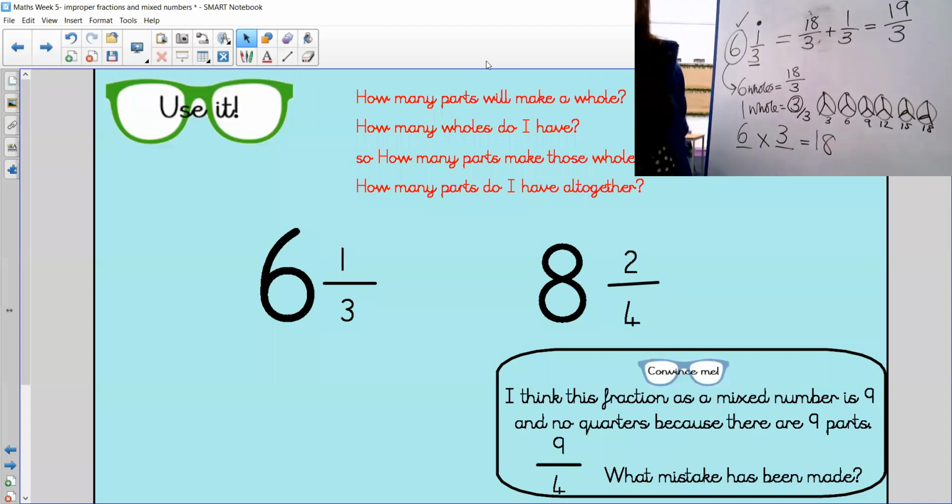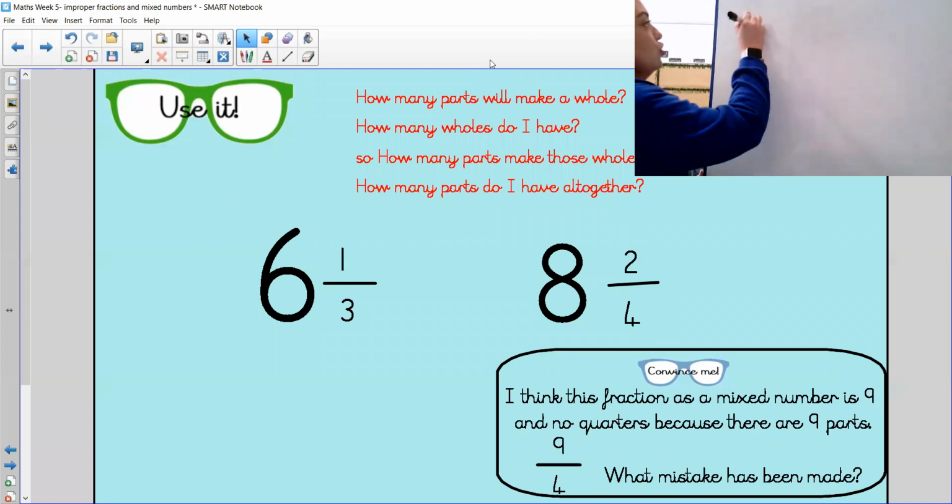If you wanted to be extra careful and check your answer, what you could always do is turn that improper fraction back into a mixed number, because if it is right, you should get 6 and 1/3. Well done to you for that first one. 6 and 1/3 as an improper fraction is 19 thirds.